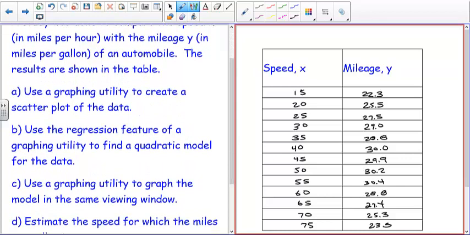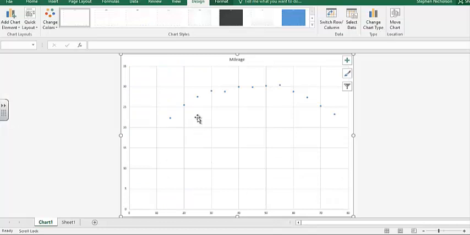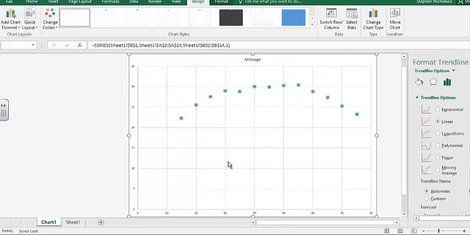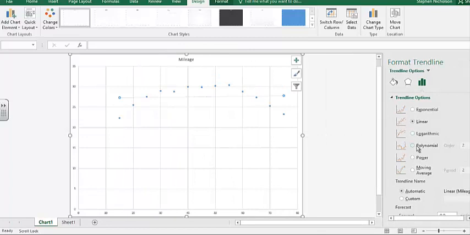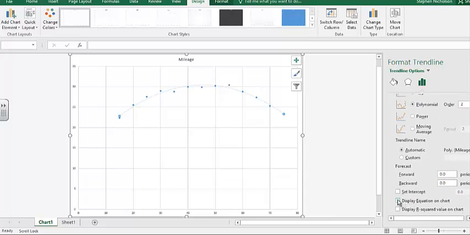Use the regression feature. So that is, go back here, regression, you click on data point, any data point, and they all get highlighted. Then you right click and do add trend line. And it says use a quadratic, so that's polynomial. And a quadratic is an order of 2. So you say that's good, and you come down here to display the equation on the chart. So we'll say that's done, and close that up.